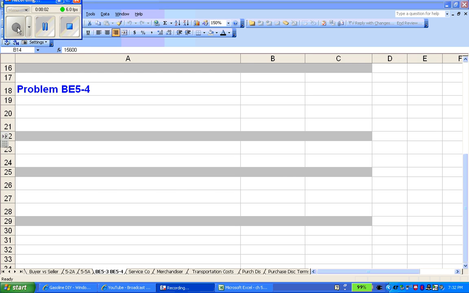Okay, this is brief exercise 5-4. It's found on page 224 of your textbook. BE 5-4 is the other side of what we saw in BE 5-3. In BE 5-3, it was looking at the journal entries for the seller, which was Monroe Company. Now we're going to look at those exact same transactions, but in the viewpoint of the buyer, the purchaser, being Churchill Company.